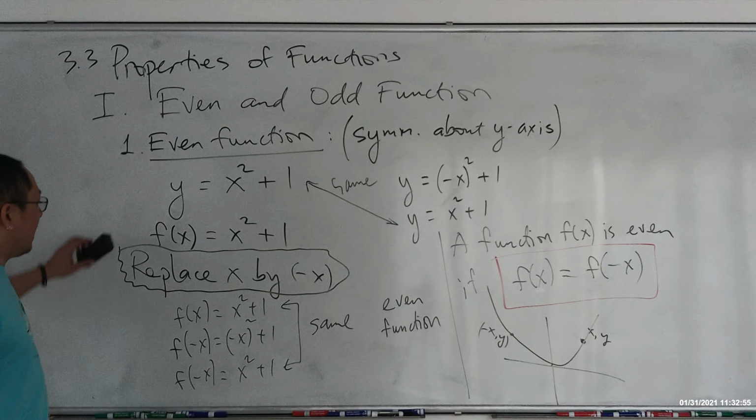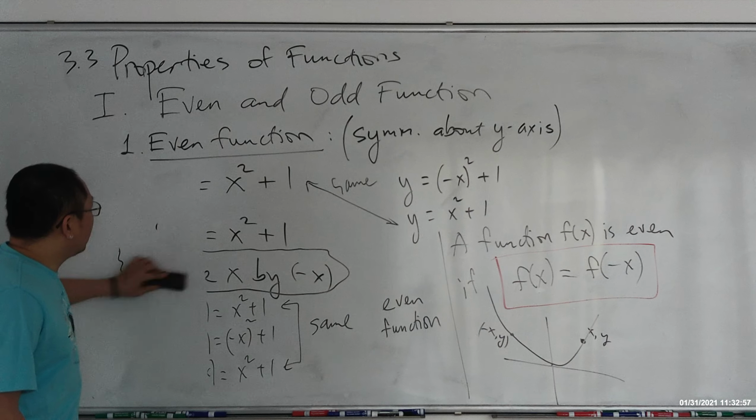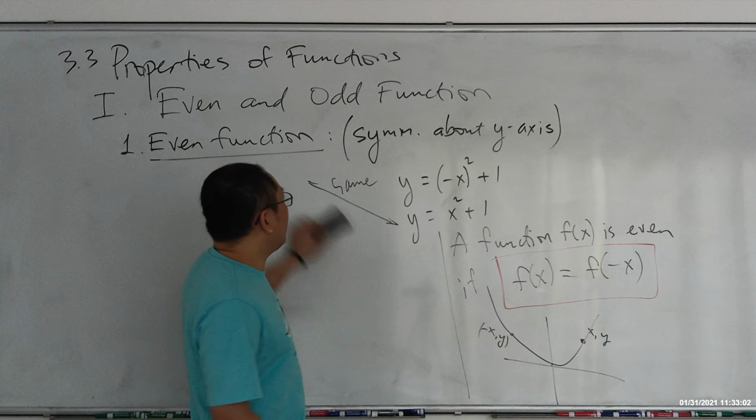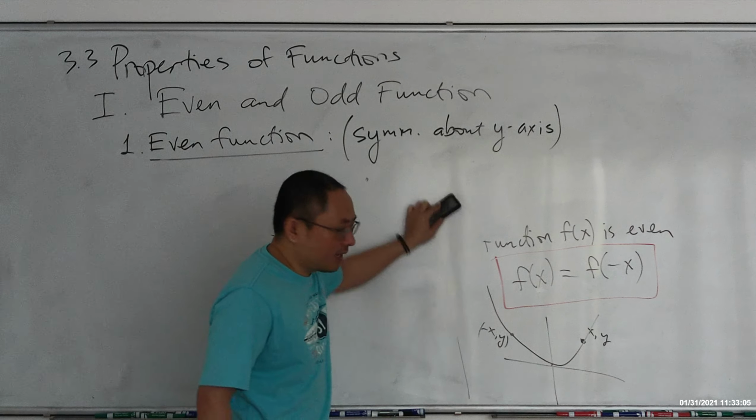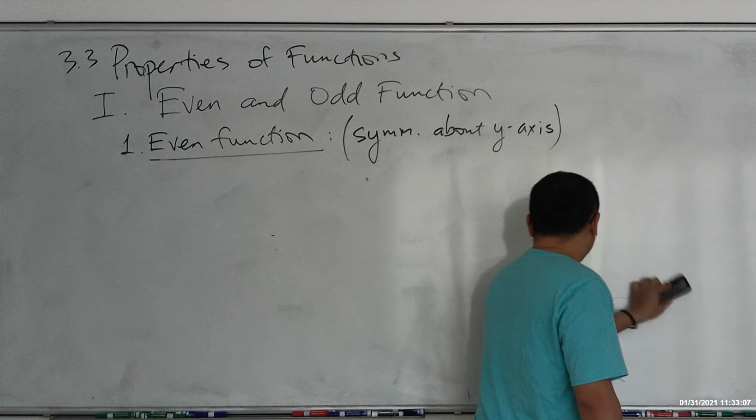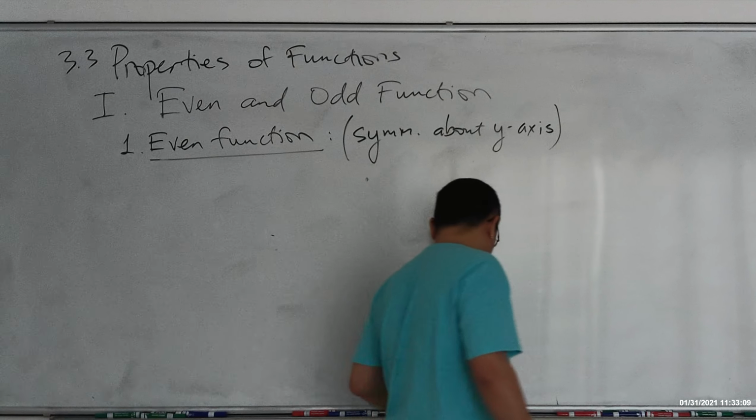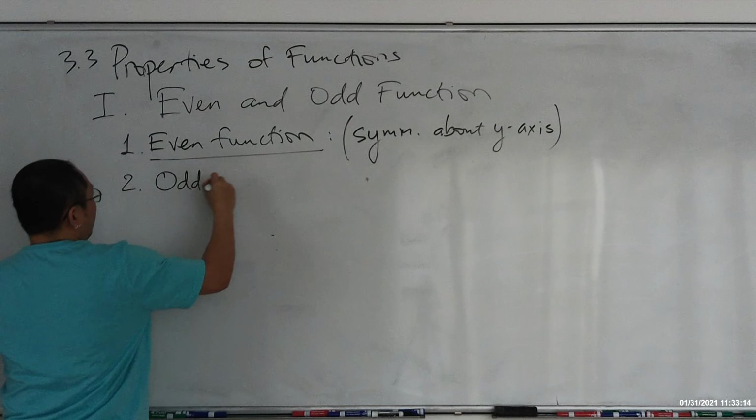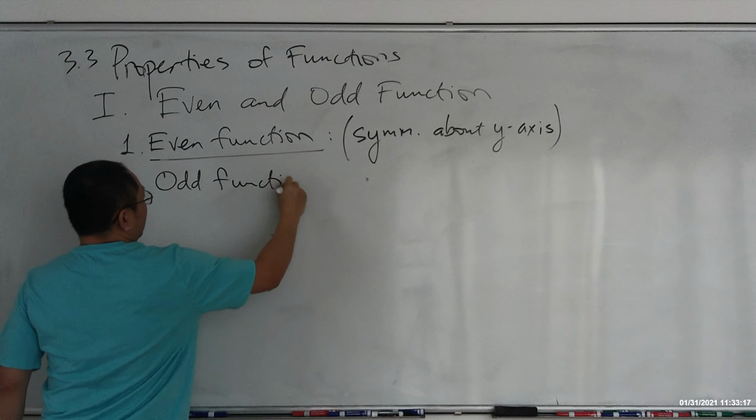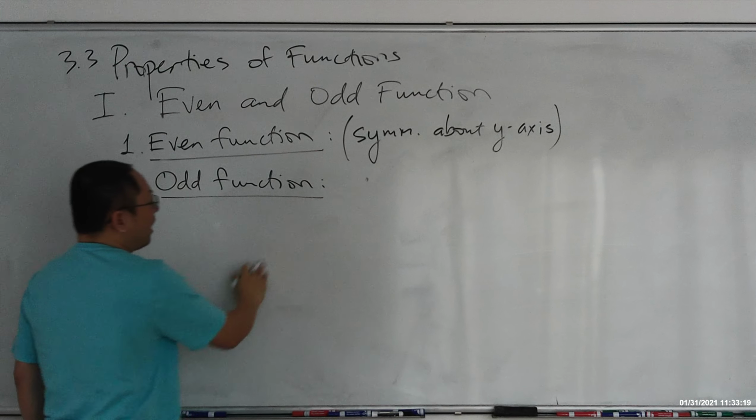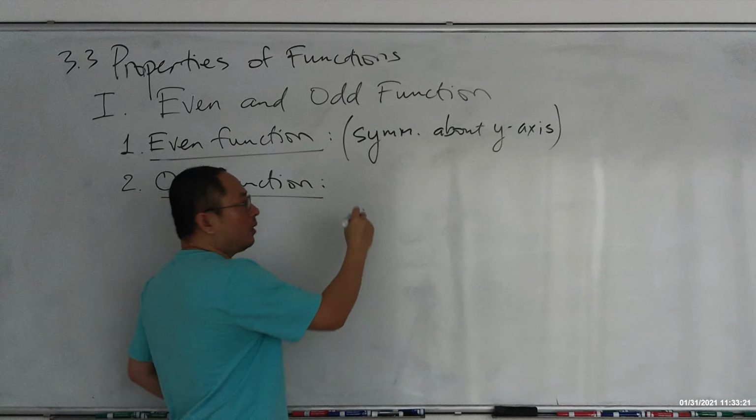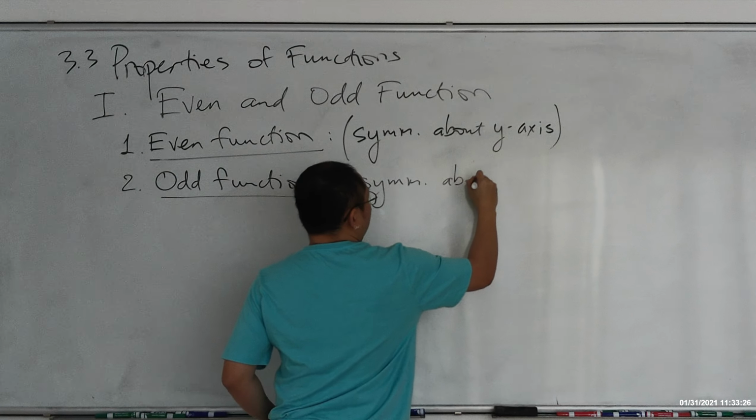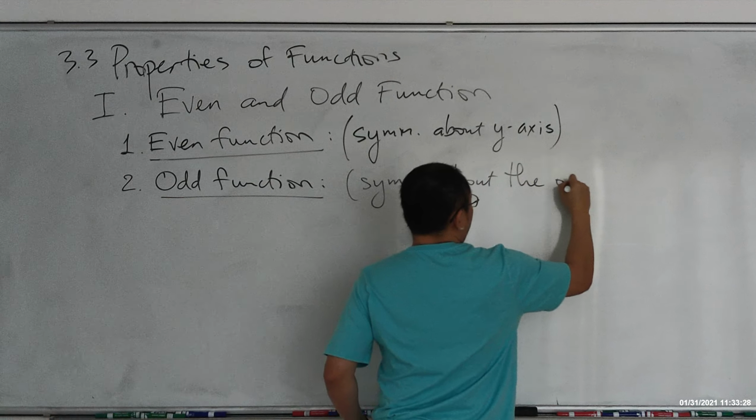Okay. Now let's move on. We're going to talk about another type of function, another property of function. We have even function, right? So the second type, as you can guess, we'll be talking about the odd function. Number 2, odd function. Okay, and graphically, odd function will be symmetrical about the origin. About the origin.